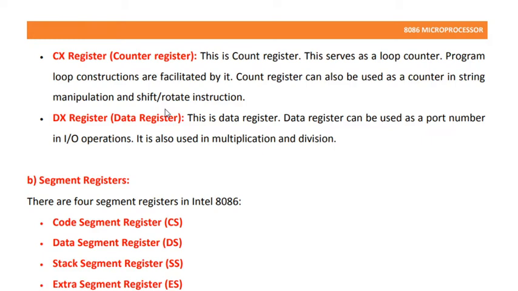CX, known as the count register, is used as a counter variable while performing looping operations. In addition to that, it is also used in string manipulation and shift and rotate instructions. DX, which is also known as the data register, is used to hold the port number while performing I/O operations. In addition to that, it's also used to hold operands while performing multiplication and division instructions.